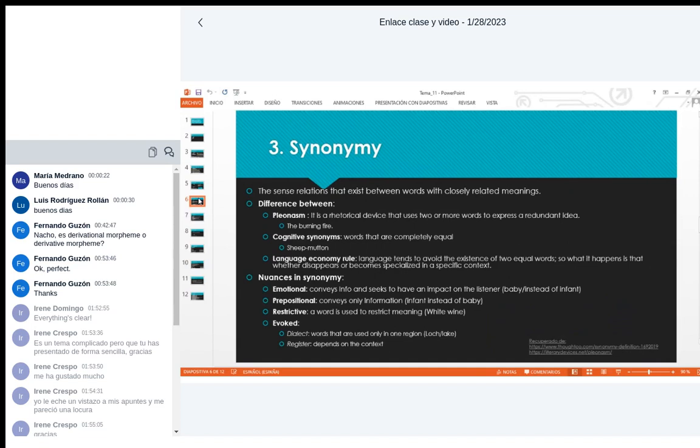Now, cognitive synonyms are words that refer to something that is the same, and here I'm speaking about the word sheep and mouton. This is something that happens usually with languages that have been influenced by other languages. In the case of English, English is a language that has a great mixture of other languages because of its history. We know that the French.